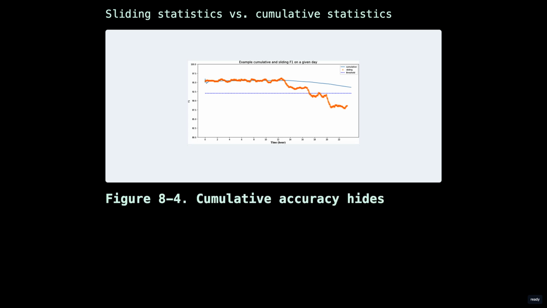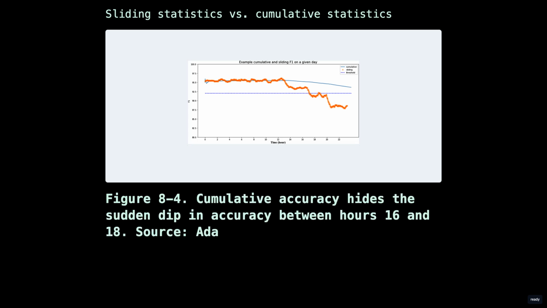The figure highlights why cumulative metrics can be misleading for monitoring. A problem that lasts only a few hours may matter a lot operationally, but it can be diluted away if the history is too long.